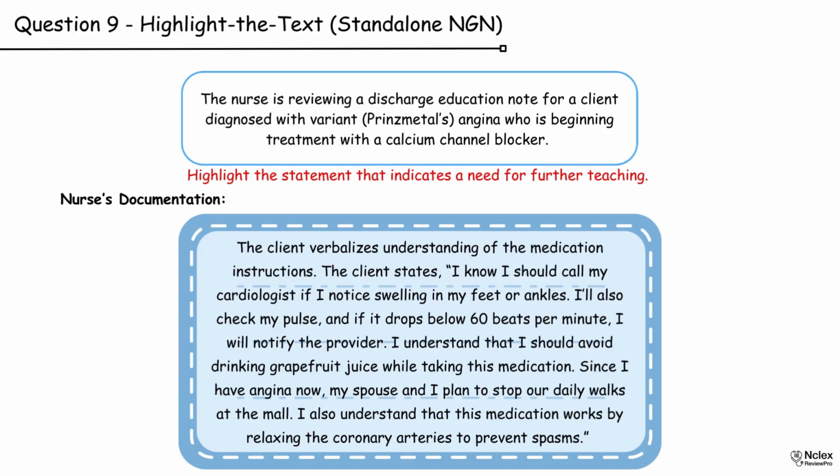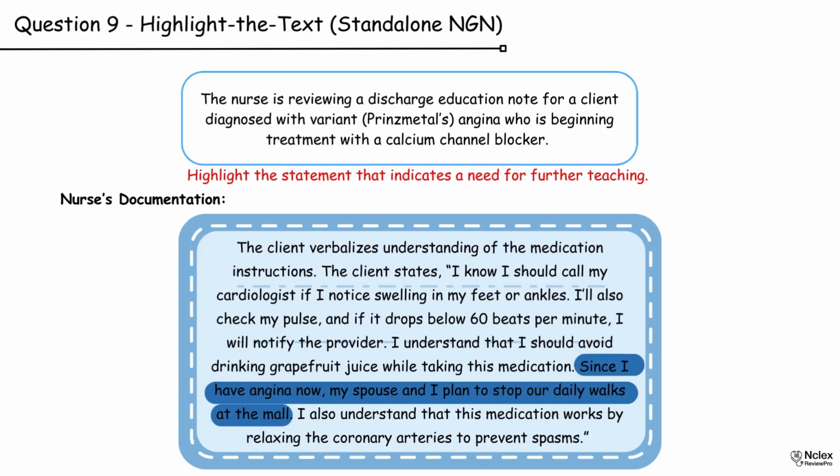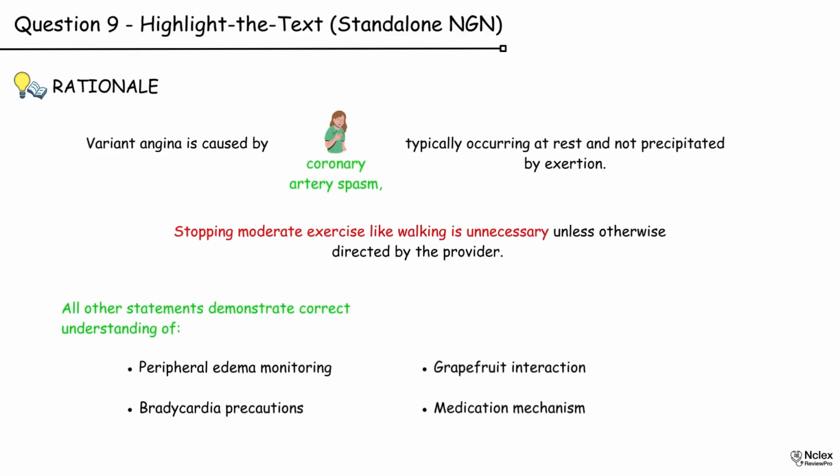The correct highlight is the statement, "Since I have angina now, my spouse and I plan to stop our daily walks at the mall." Now let's reason through this carefully. Variant angina is caused by coronary artery spasm. It typically occurs at rest. It is not triggered by exertion or increased oxygen demand. That is the difference between stable angina and variant angina. Stable angina is demand-related. Variant angina is spasm-related.